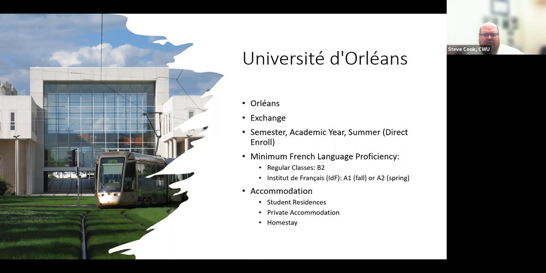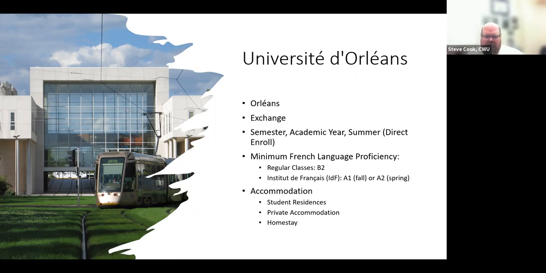As I mentioned earlier, this one does have a minimum language proficiency. So for regular classes, which are very STEM focused, the minimum language proficiency is the equivalent of a B2 on the Common European Framework. There are STEM-oriented classes that are taught in English, but they are graduate level. Most of our students go to study the French language at the Institut de Français, and their minimum language proficiency depends on when one starts.